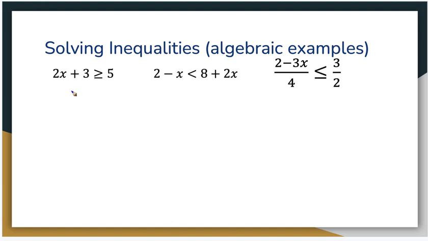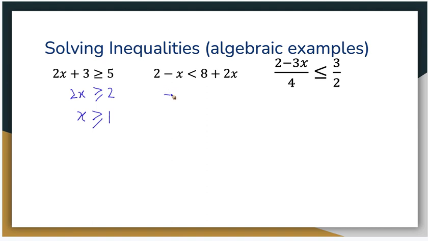So here we subtract 3 on both sides. Everything looks the same, no change of the inequality sign. So we subtract 3, we are left with 2, divide by 2, there is a positive number, so no change of sign, and the result is x greater than or equal to 1.